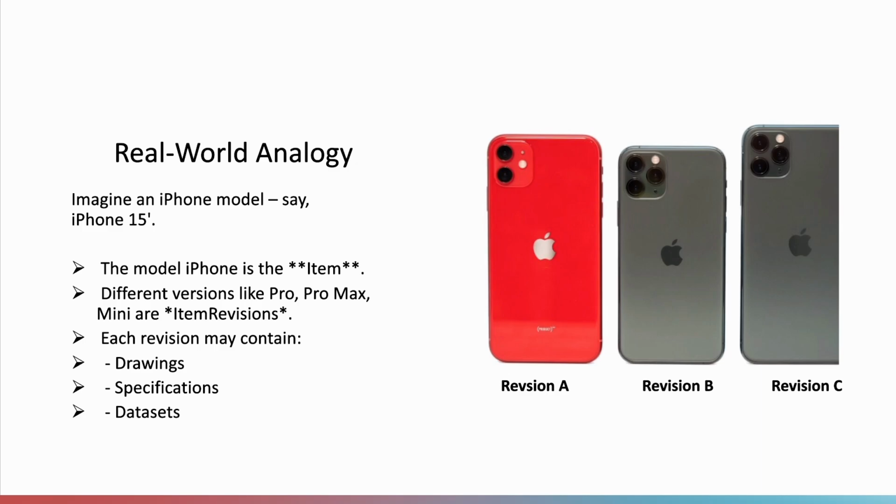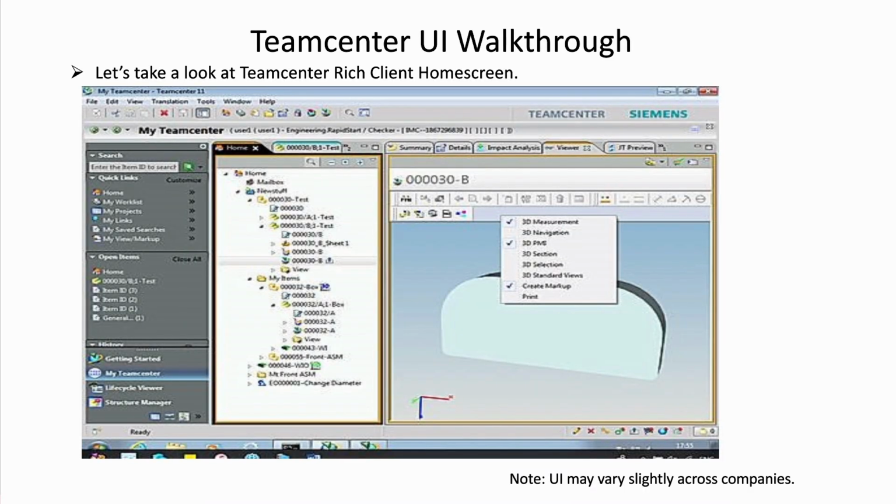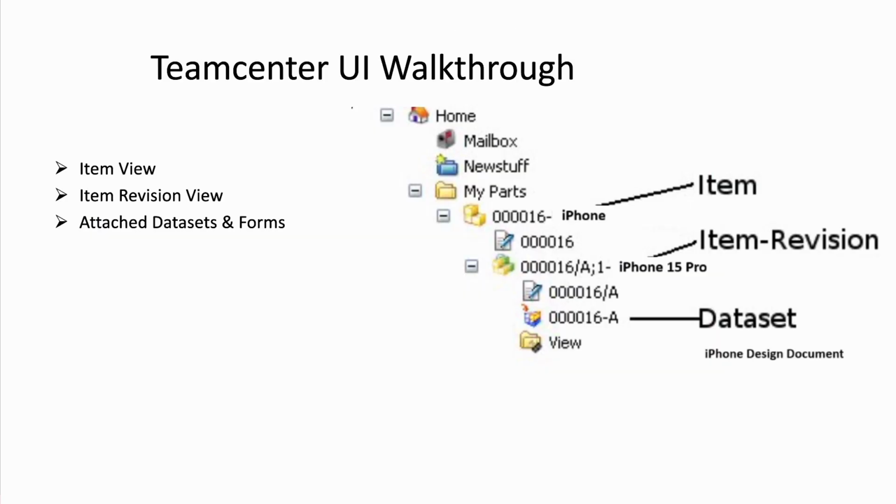No mix-ups, no mistakes. Now let's quickly look at the Teamcenter Rich Client. That's the desktop app. When you log in, you'll see the home screen. Here you can find your recent work, your assigned tasks, and shortcuts to other parts of Teamcenter. It's like your personal dashboard. Now let's go to the next slide.